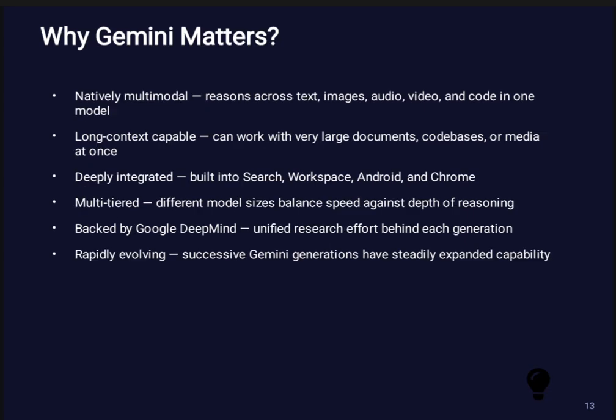Why Gemini matters. Natively multimodal: reasons across text, images, audio, video, and code in one model. Long context capable: can work with very large documents, code bases, and media at once. Deeply integrated: built into Search, Workspace, Android, and Chrome. Multi-tiered: different model sizes balance speed against depth of reasoning. Backed by Google DeepMind: a unified research effort behind each generation. Rapidly evolving: successive Gemini generations have steadily expanded capability.